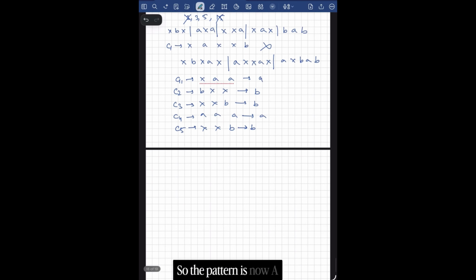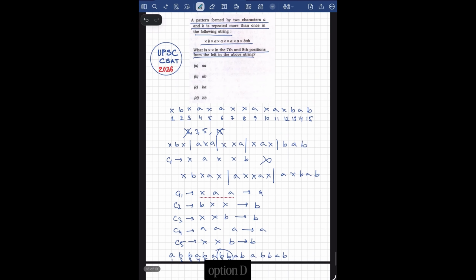So the pattern is now A B B A B. This repeats itself 3 times. So the string becomes A B B A B, A B B A B, A B B A B. Now we have to find the 7th and 8th letter from the left. So 1, 2, 3, 4, 5, 6, 7, 8. So the 7th and 8th letters are B and B. So the correct answer is option D.